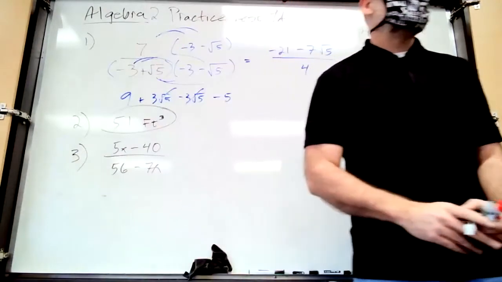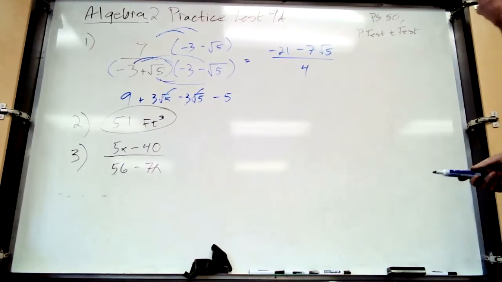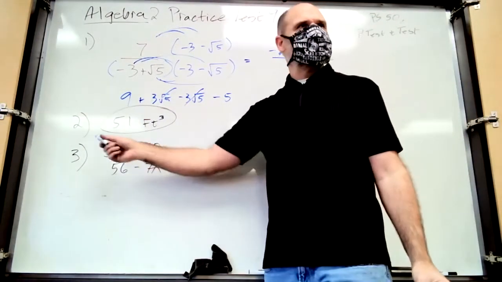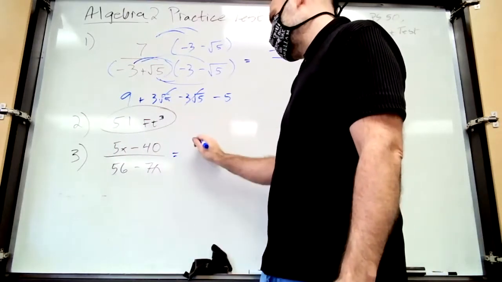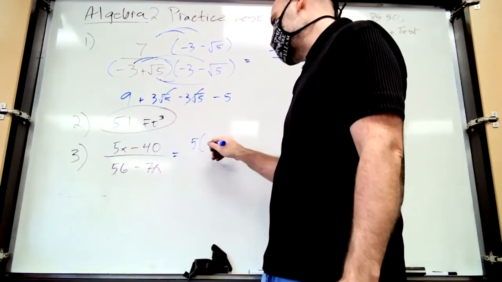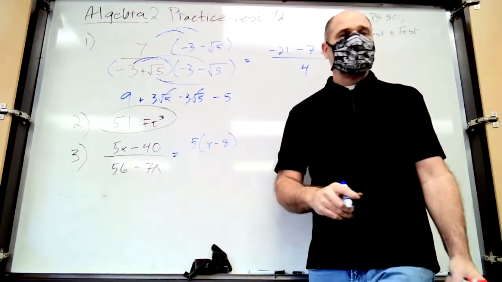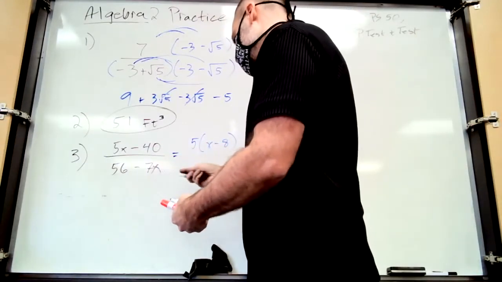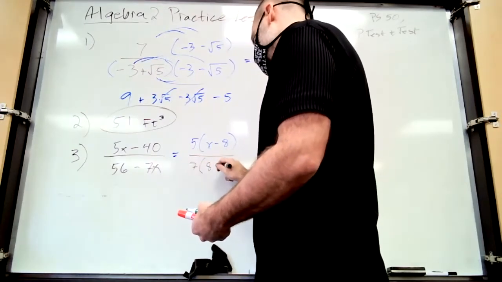Okay, so factor. What's the first step to factoring? Greatest common factor. What's the greatest common factor on top? 5. You take a 5 out, you're left with x minus 8. So far, so good? Okay. What's the greatest common factor on the bottom? 7. So 7. You're left with 8 minus x.